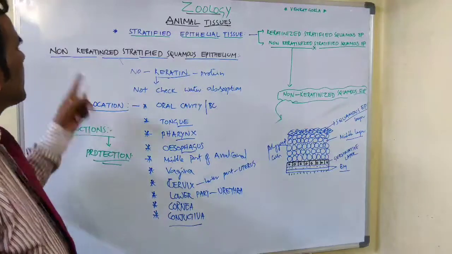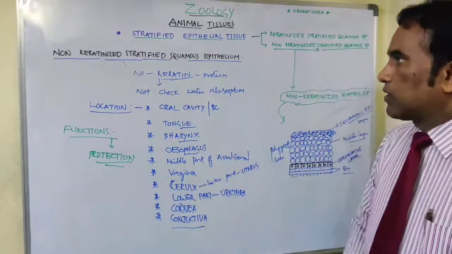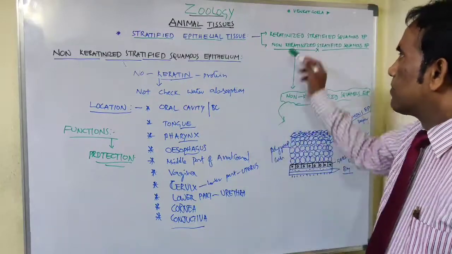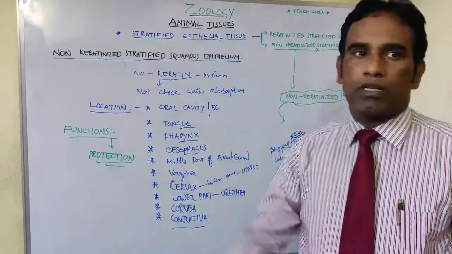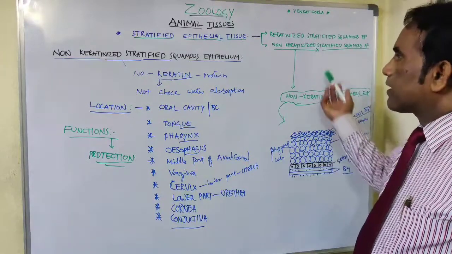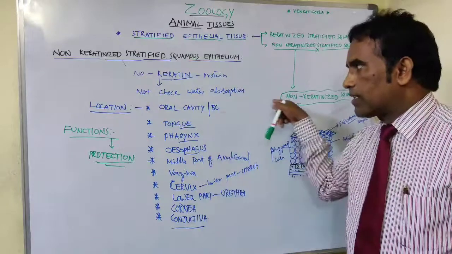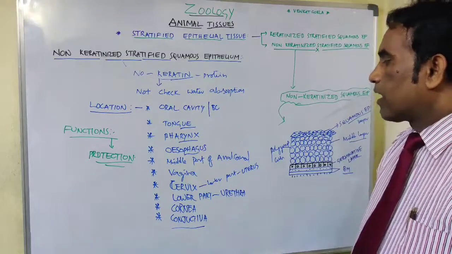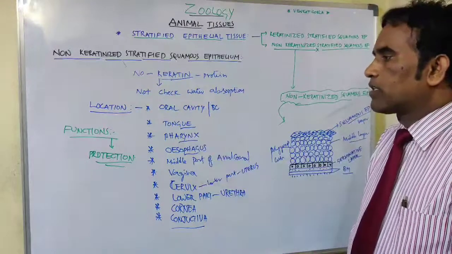So the main function is protection. That is about non-keratinized stratified squamous epithelium. I hope you all understand it. So stratified epithelium is of two types: keratinized stratified squamous and non-keratinized stratified squamous. Keratinized is found in the epidermis of the skin, nails, feathers, horns, and keratin is a protein. Non-keratinized is located in the oral cavity, buccal cavity, tongue, pharynx, esophagus, middle part of the anal canal, vagina, cervix, lower part of the uterus, cornea and conjunctiva. And the function is protection.